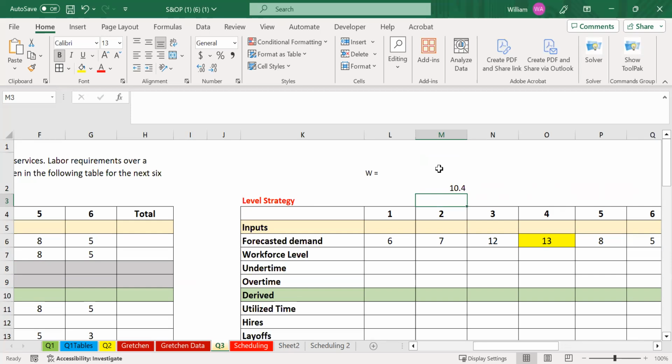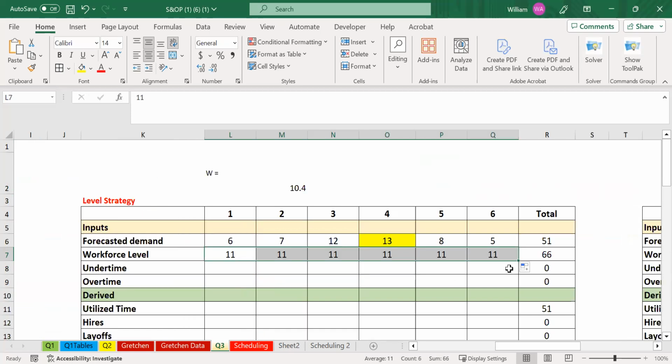With 10.4, I would round that up to the next highest number and say that our workforce level should be at 11. Okay. And that becomes my level number of employees. So for the entire 6 months, we expect to have 11 employees. It means we might incur some undertime. We might also incur some overtime.